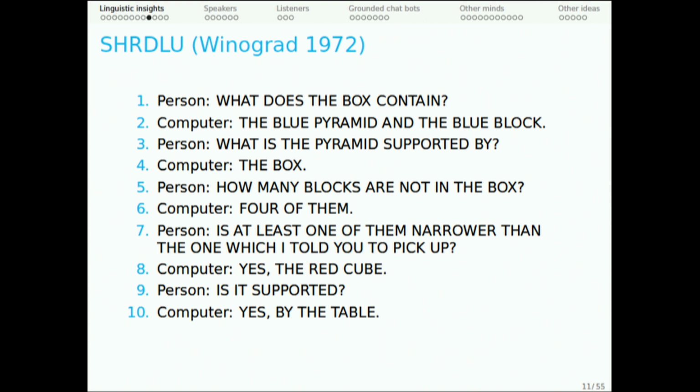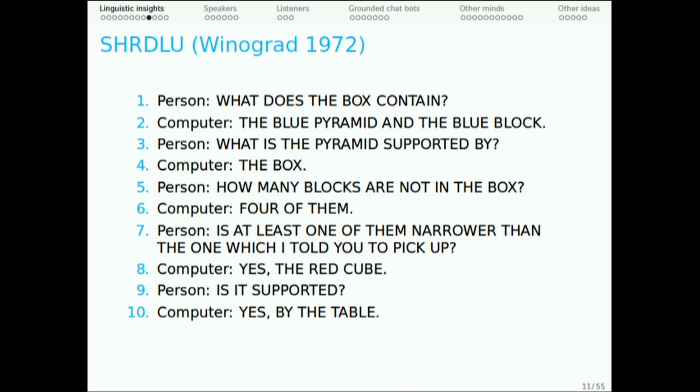So like, what does the box contain? The box is an expression that you can only make sense of if you know what environment you're in. That is, if you and your listener can figure out what the speaker's intended referent for the box is. The blue pyramid is the same way. What is the pyramid supported by? That's anaphoric to utterance 2 there. The box is the same box as in 1.